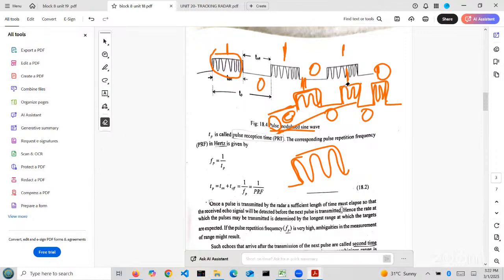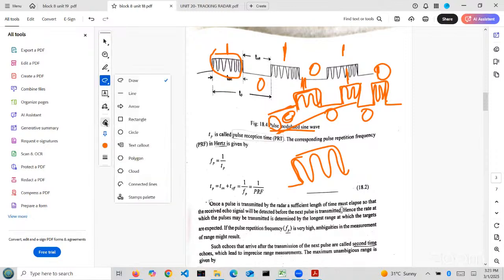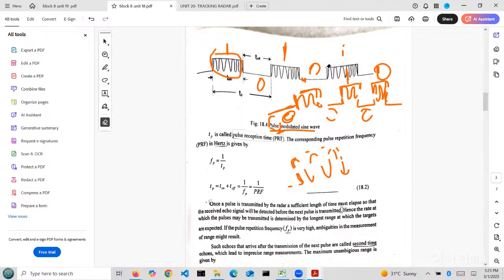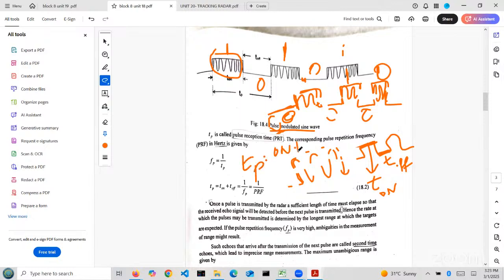How do we take the on period and off period of the signal wave? Suppose I have a signal like this. This period is called T on. Whatever the on time is, I call it T on. Suppose this is low. This is called T off. So the total time period TP equals on period plus off period.